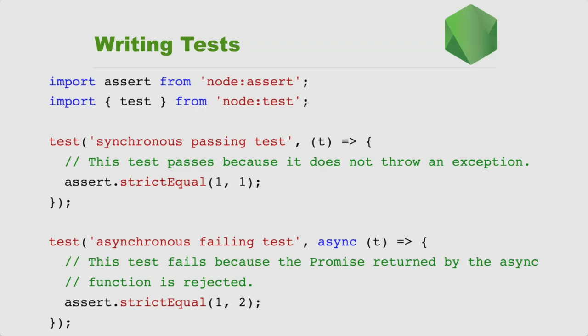So here we import the test function from node:test. We have a synchronous test here where it's just a normal arrow function. You can use the function keyword if you want. You don't have to use arrow functions. We have a simple assertion here, asserting that 1 is in fact equal to 1. And then we have a failing test down below. We're using an async function here, asserting that 1 is equal to 2. That is obviously not true, so that is going to be a failure.